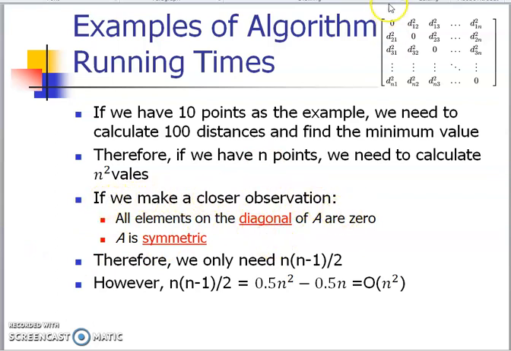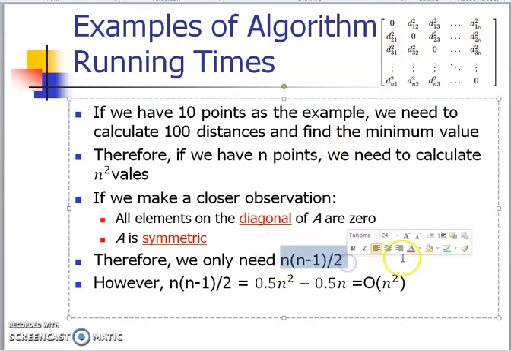We don't actually need to calculate the whole distance matrix. First of all, the diagonal values are all 0 because the distance from point 1 to point 1 is 0, point 2 to point 2 is 0, point 3 to point 3 is 0, so we don't really need to do the calculations. On top of that, this is a symmetric matrix. So the distances over here are symmetric to the distances over there, and therefore we only need to calculate half of that. That's totally correct.